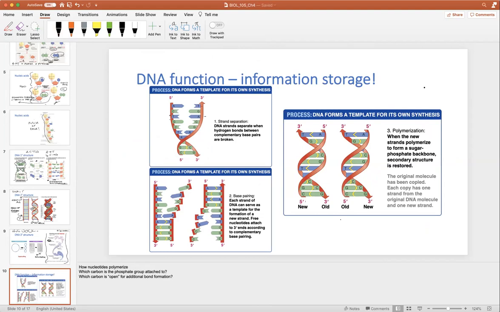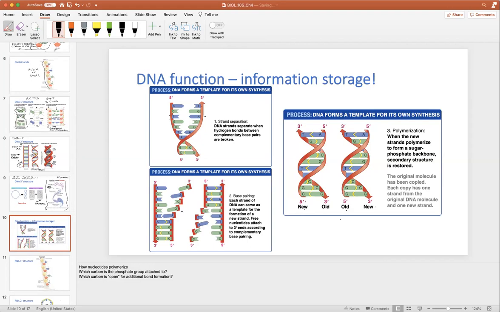All right, so how does that work? Well, the neat thing about our DNA is that it's a mirror image. You've got one strand that has the complementary base pair from the other strand. So if you separate these strands, you can end up with a template such that you have an old strand and a new strand, and an old strand and a new strand.